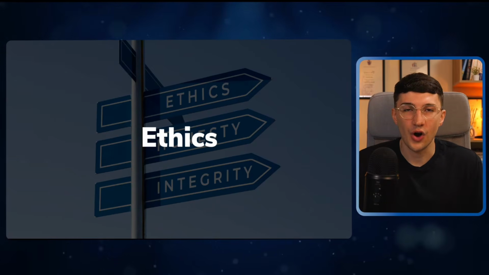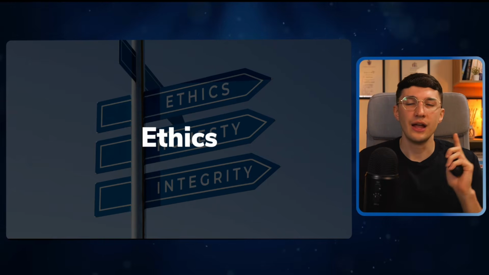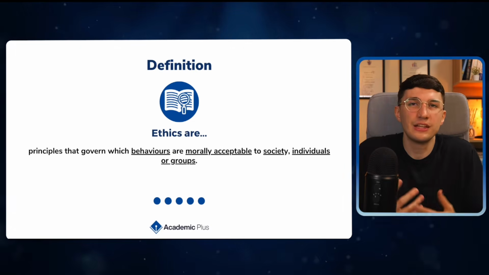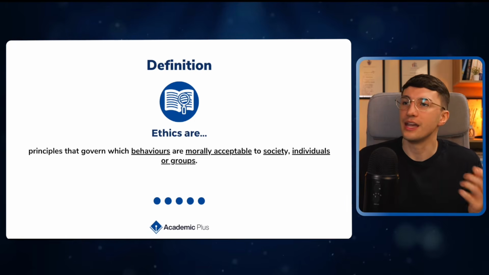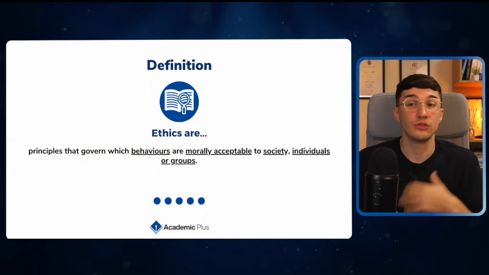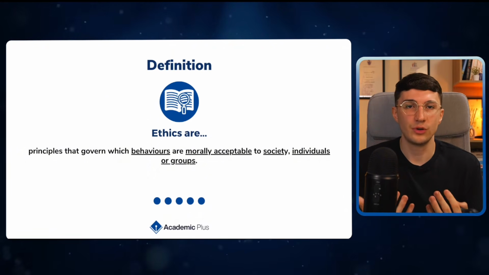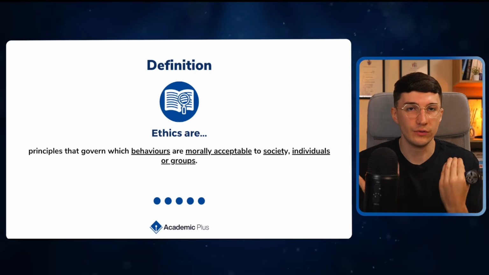The next influence on our decision making will be around ethical dilemmas and ethics. Now, what do I mean by ethics? Essentially, it's doing the right thing. It's the principles that govern which behaviours are morally acceptable to society, individuals, or different groups. Now, essentially, being ethical goes above and beyond what is legally required of you.